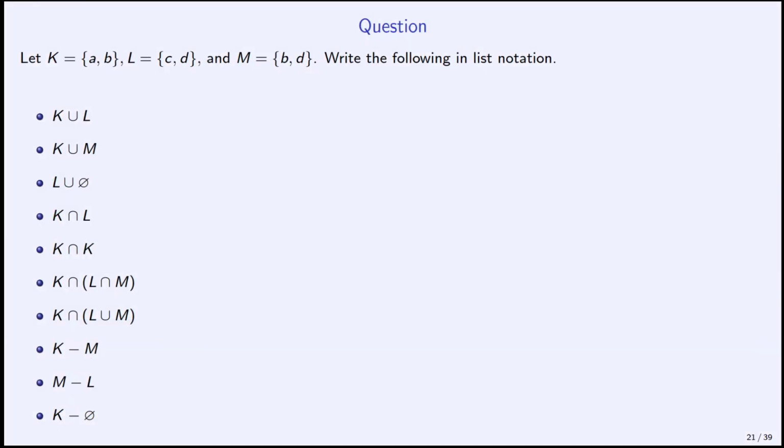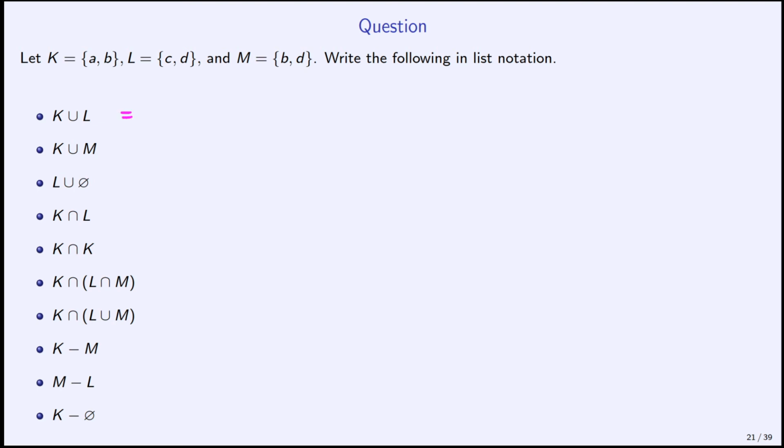Okay, so that's it for all of our set operations. What I want to do now is take these three sets, K equals {A, B}, L equals {C, D}, and M equals {B, D}, and I want you to write out all of these sets in list notation. I'm using simple examples here because we need to get used to the operators before we do more complex examples on the assignment and in one of the practice question PDFs. So pause the video, try it yourself, and let's go through the answers now.